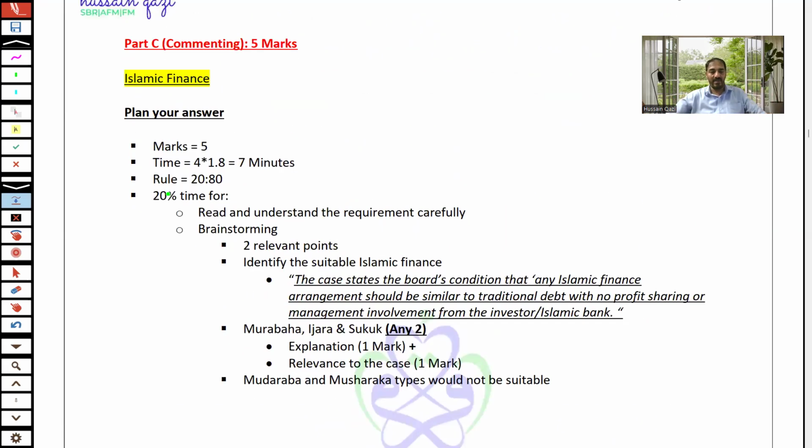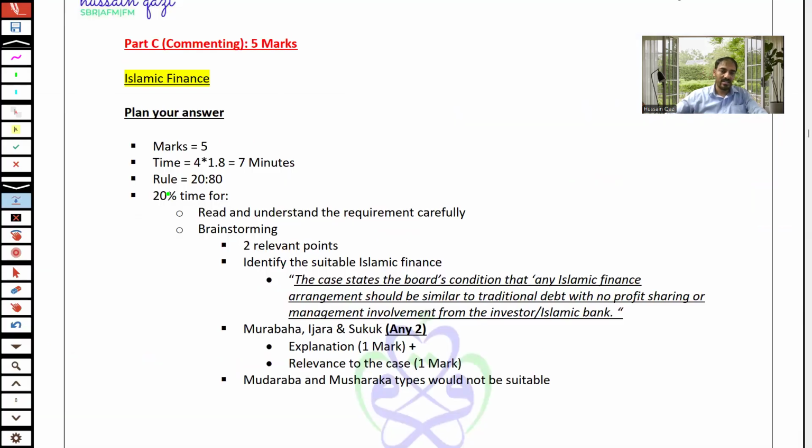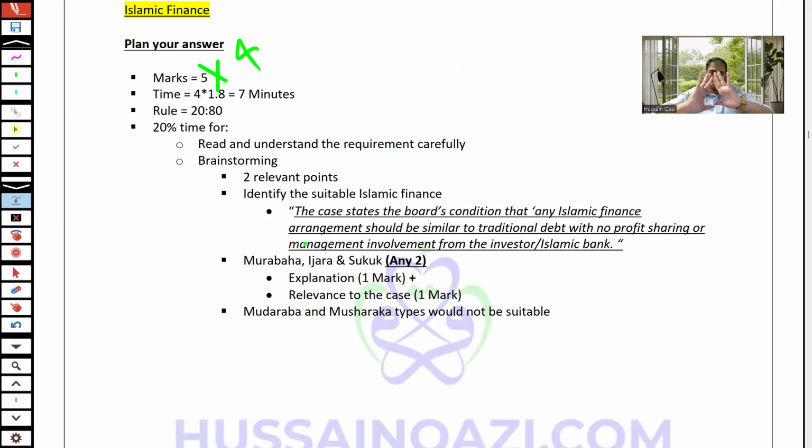This is a 4 marks question. 20% of your time you need to invest in planning. Planning includes reading, which you have done. Then brainstorm two relevant points and identify the suitable finance according to the board's conditions. Here I have highlighted them, so you need to think in this manner.